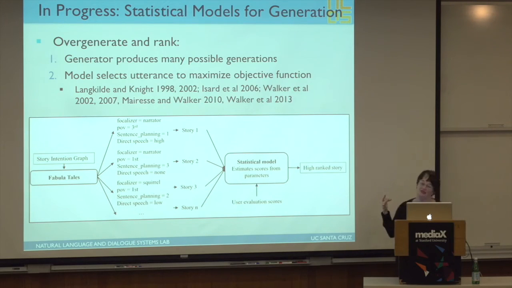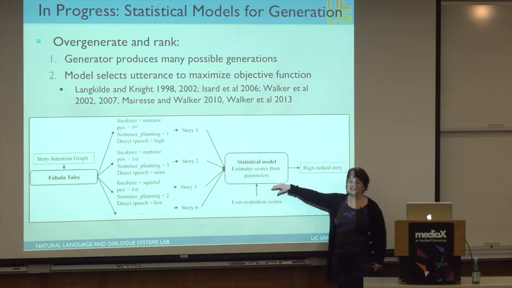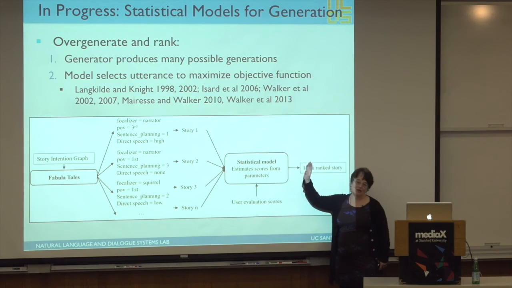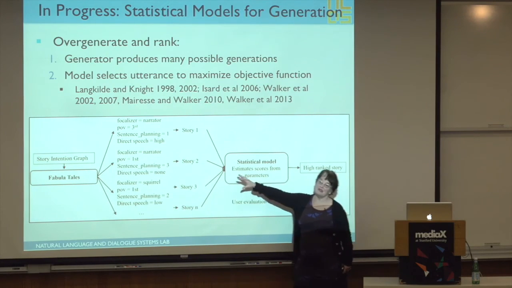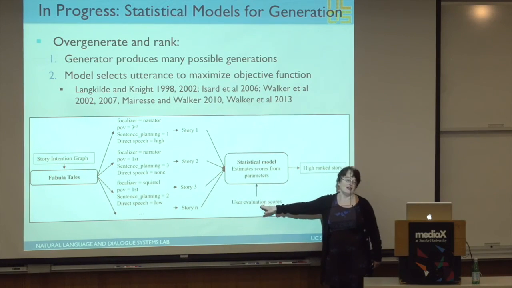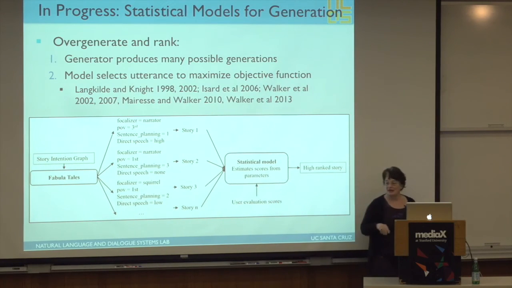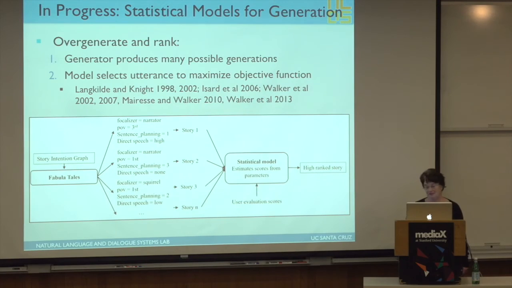And then you run a user evaluation on these different outputs, you get your objective function, your user evaluation scores, and then you figure out how to choose among these parameters in a way that will optimize this score using a statistical learning method. So that's kind of what we're in the middle of doing right now.